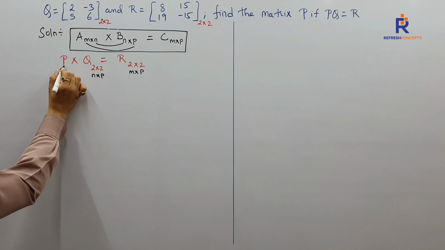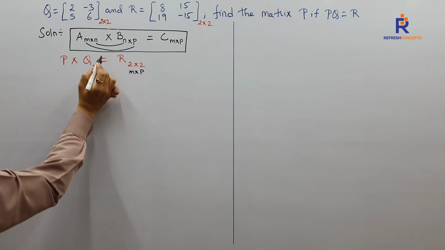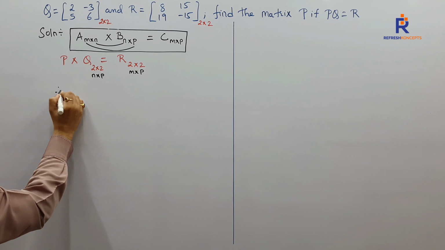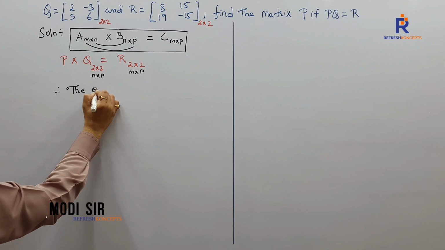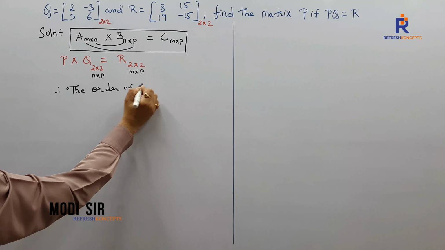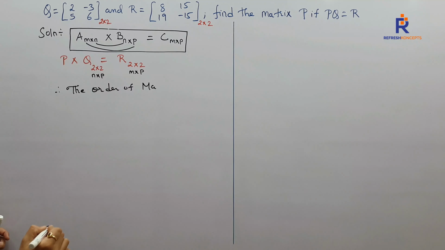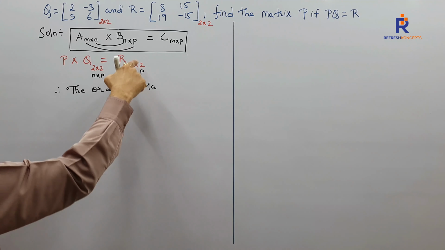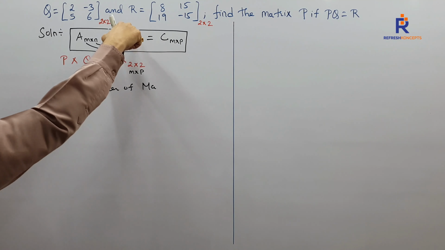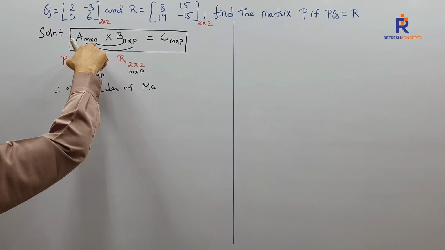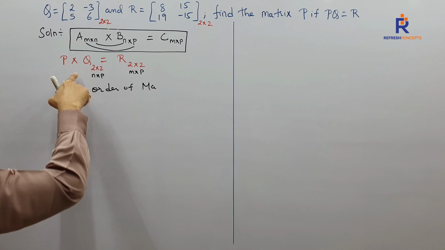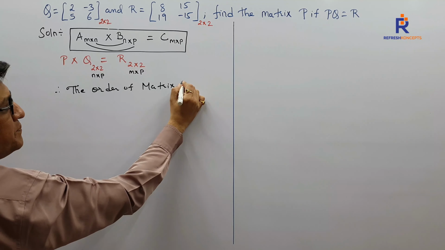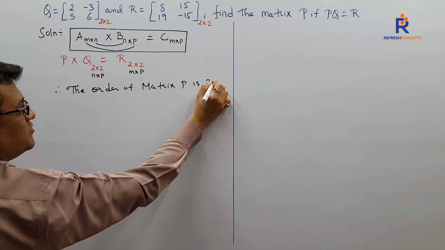So what should be the order of P? M into n. What is m? M is 2. What is n? 2. I hope my children have got it. This is n into p, this is m into p. Resemble this with the above one. What should be the order of A? M into n. So what should be the order of P? M into n, 2 by 2. The order of matrix P is 2 by 2.